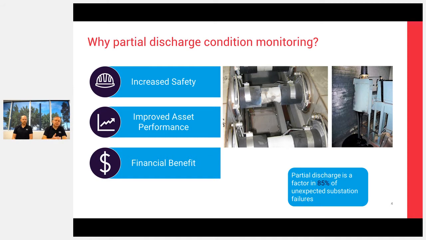When we look at the statistics of what causes us disruptive failures, the unexpected disruptive failures in substations, around 80 to 85% of disruptive failures have partial discharge or are caused by partial discharge before we get that bang occurring. So that's why we do condition monitoring and partial discharge testing.